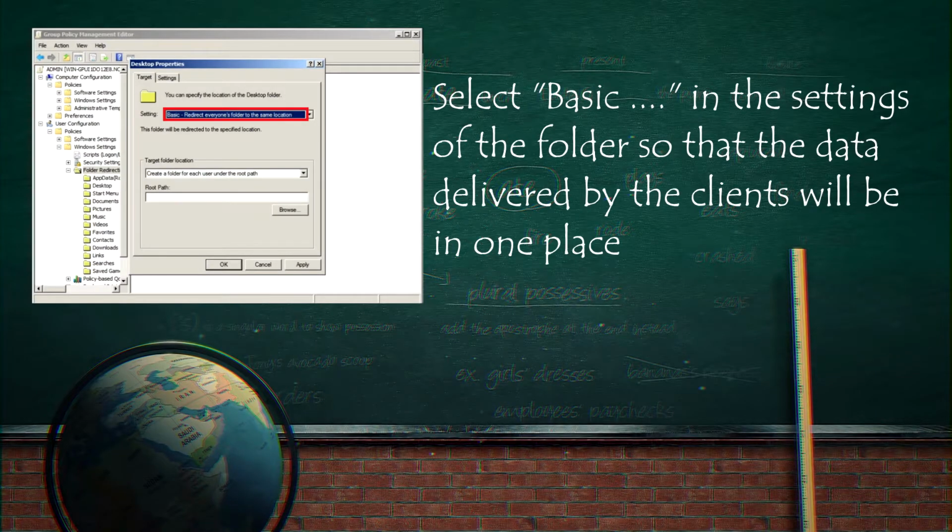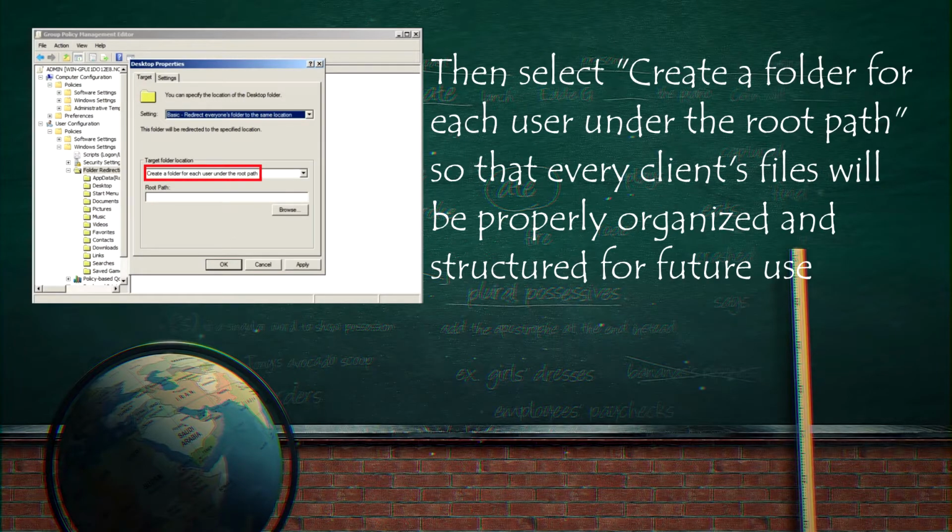So a menu will appear that will ask you for the setting of your folder redirection. For this tutorial, we're just gonna click on basic so that every workstation on your network and every data that they manage to put on their desktop will be redirected to your server, to which it is only one location, which is the folder named folder redirection. And then target folder location. And then the next one is create a folder for every user on the root path.